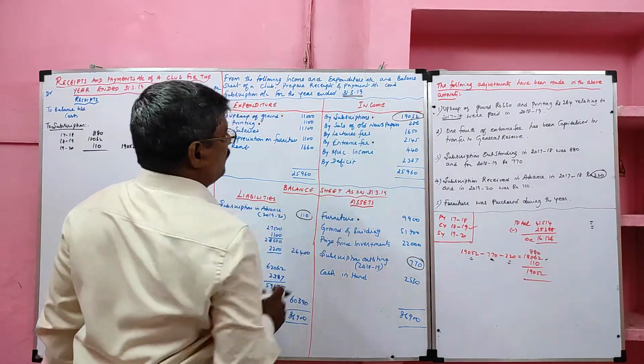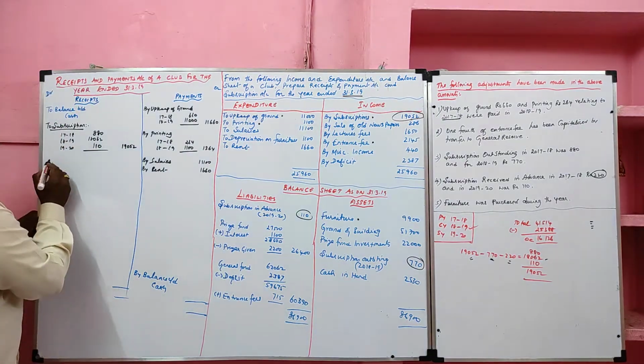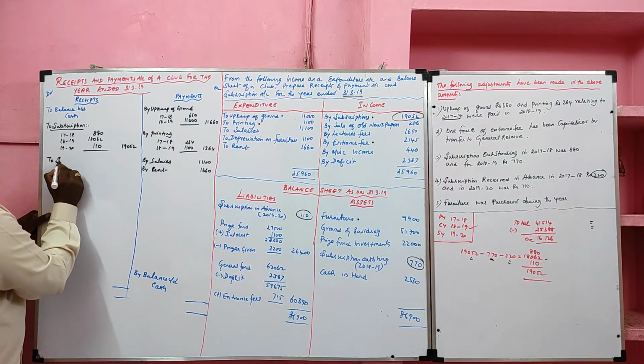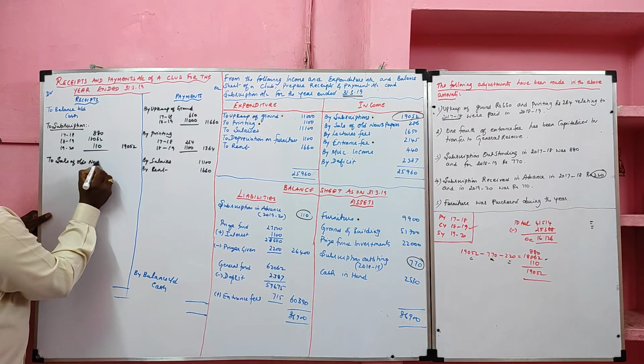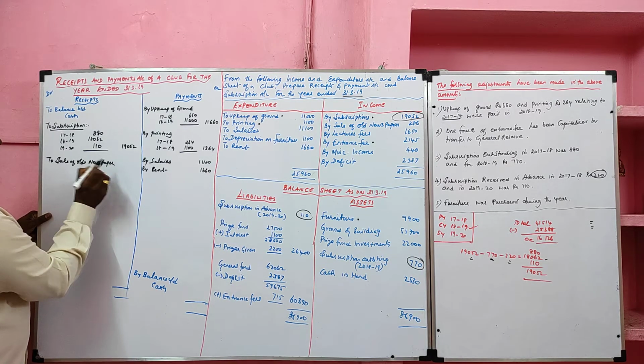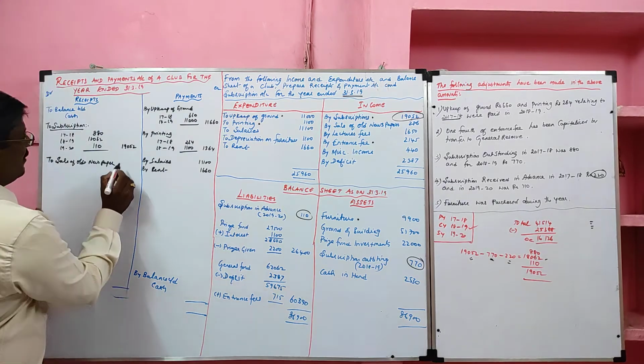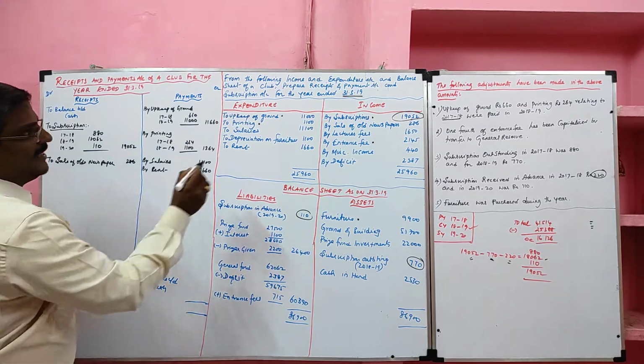Then sale of old newspaper will be recorded in the receipt side. Sale of old newspaper, value 286. Then lecture.